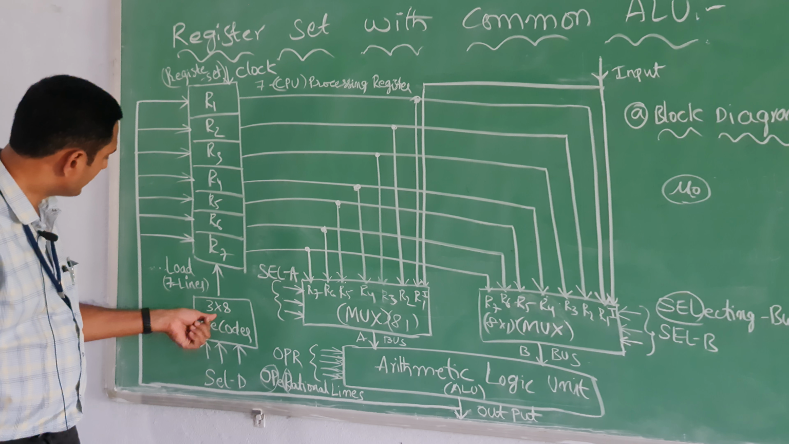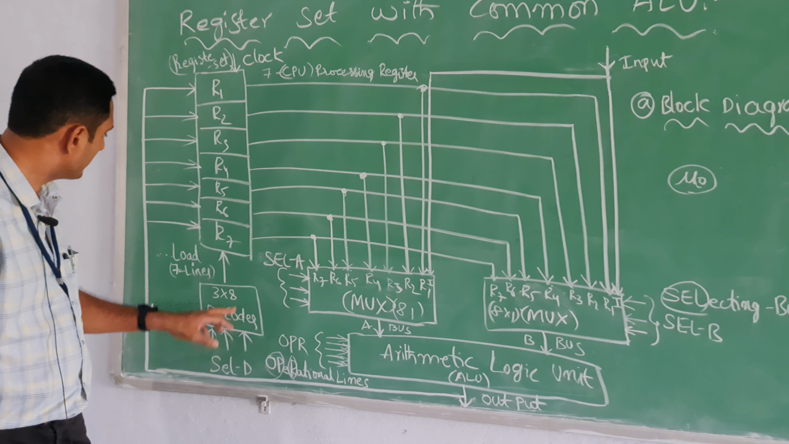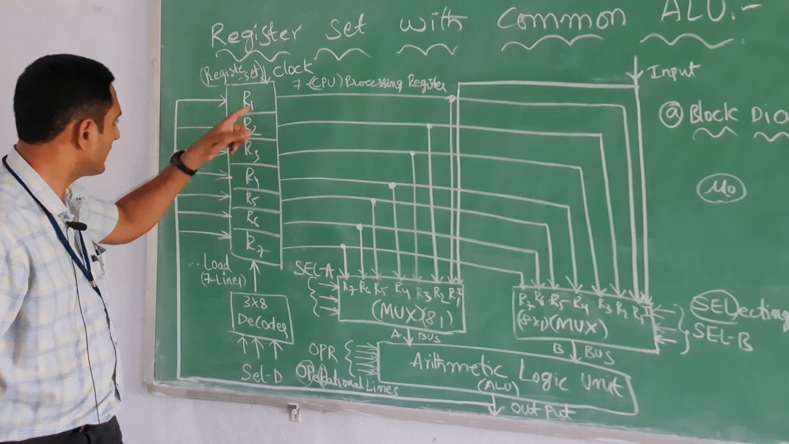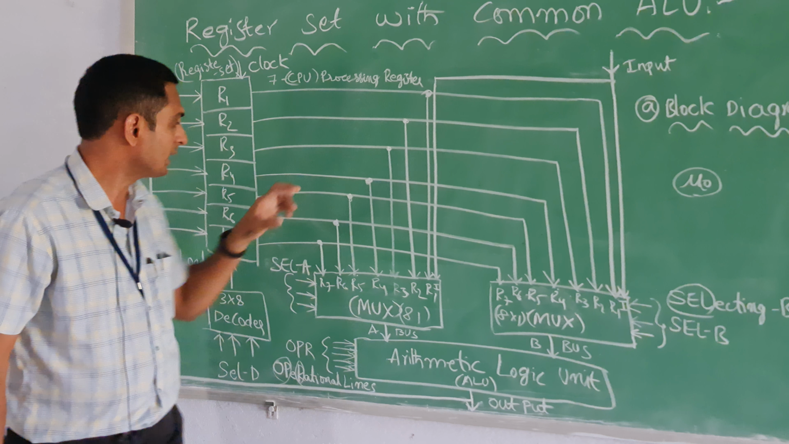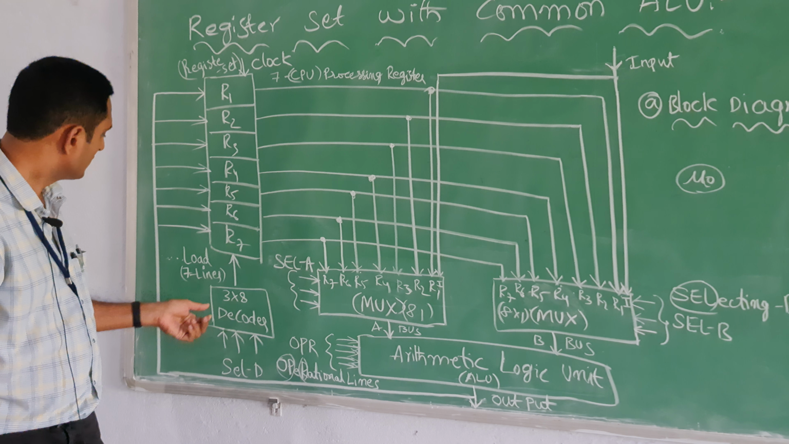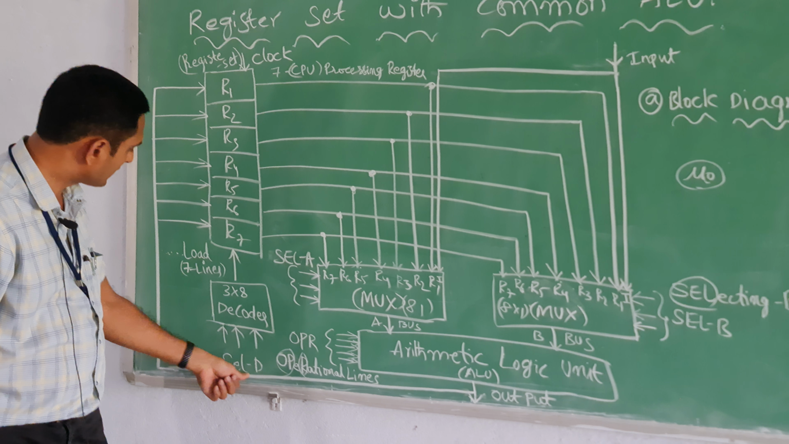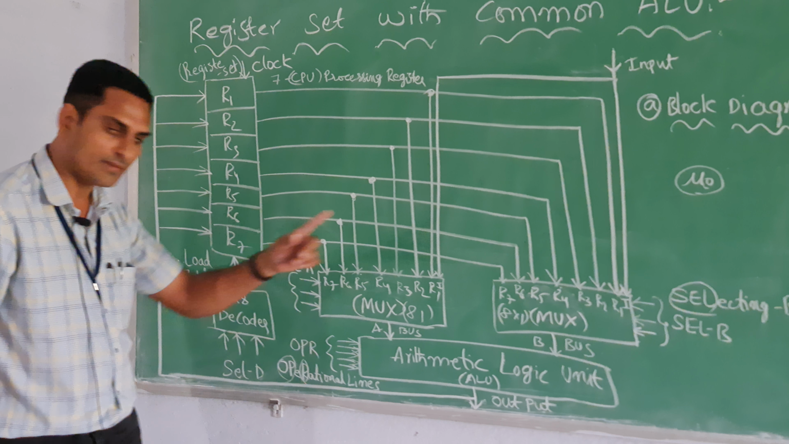Here we have a decoder, a 3 into 8 decoder. 3 lines will be input and 1 selected line will enter into this register set. As this is a register organization diagram, remember this register set. Don't get confused with other diagrams. So these 3 lines give the select for the decoder. This will be SELD, meaning select decoder.